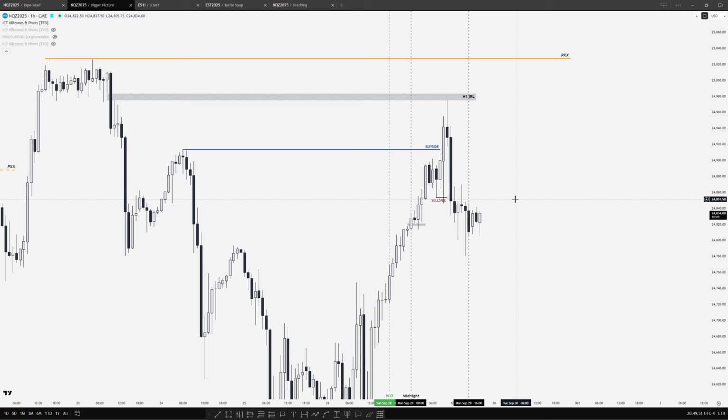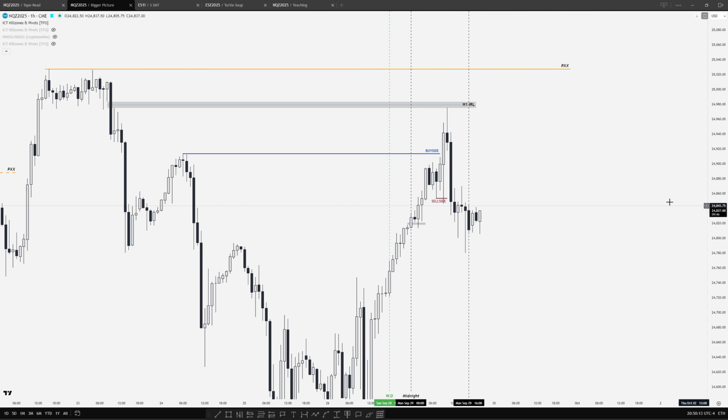So building a bias using PD arrays that we want to see over and over again. There's not really a whole lot I'm marking up here, but just keeping the important stuff. So inefficiency, a PD array being used during London session, target here, the run on stops going to the AM session, and then key times: weekly open, midnight open, market close. All right, so this is what I'd be having for the daily screenshot.